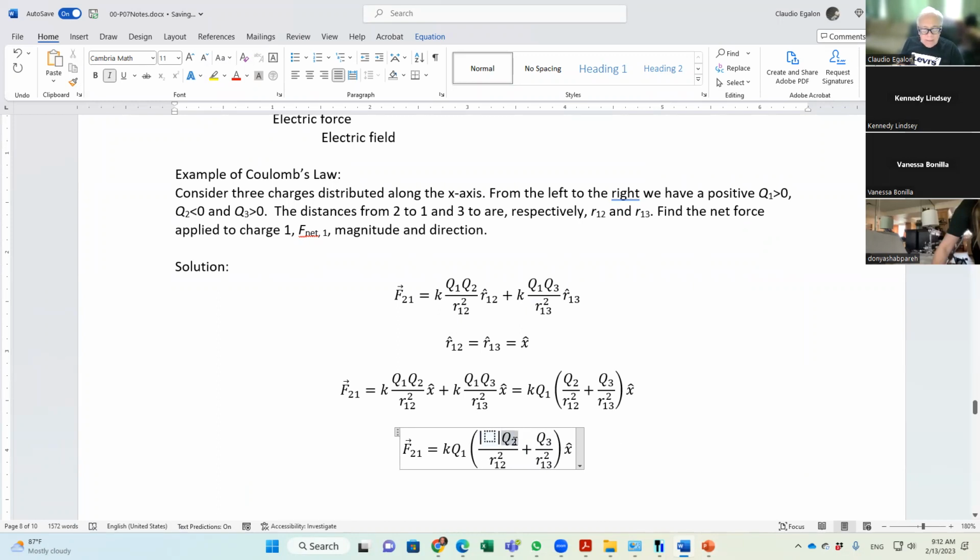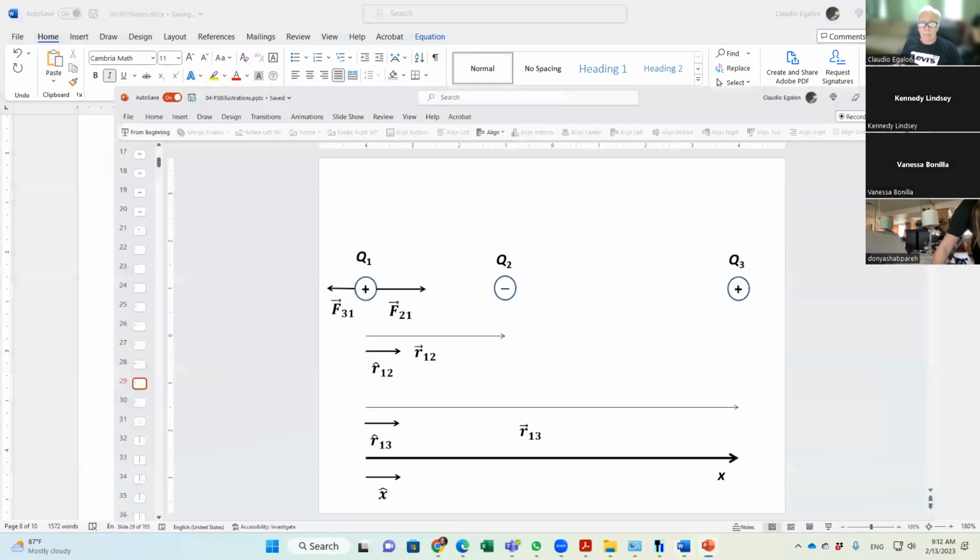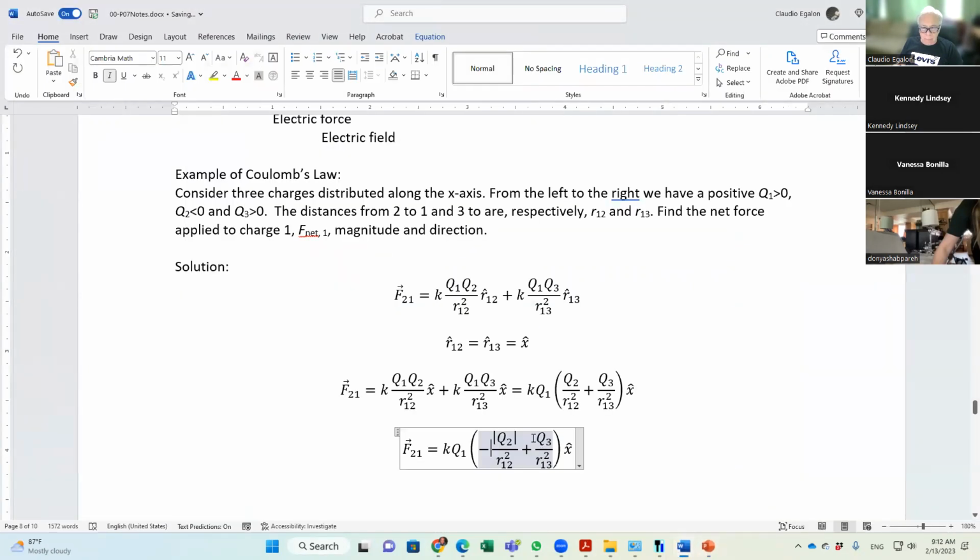And when we do something like that, because Q2 is negative, we have to put a negative outside. Q3 is positive, and then we can do the same as Q3, but because it's positive, we don't change the sign of the equation. That's one thing that we can do, just to point out that one of the forces is pointed.